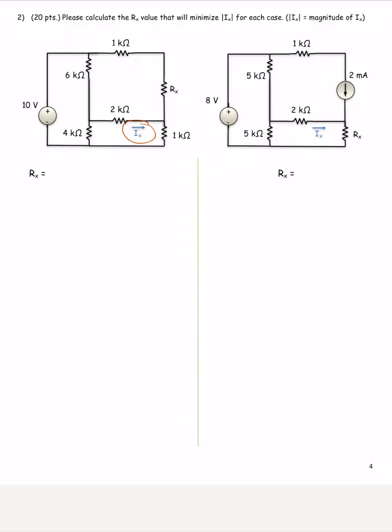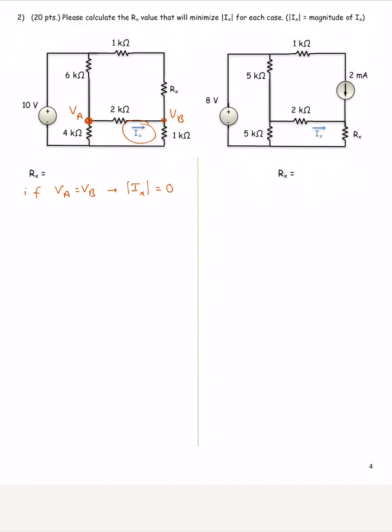So the minimum that you can get here in the absolute value is 0. And when will this be happening? If this voltage here at node A is equal to node B. So if VA equals VB, then the absolute value of Ix equals 0. Let's see if it is possible to achieve this.